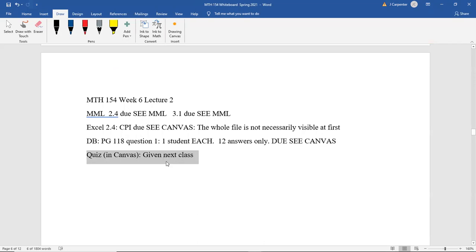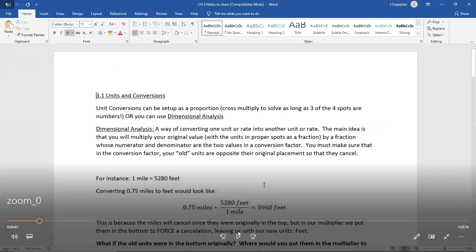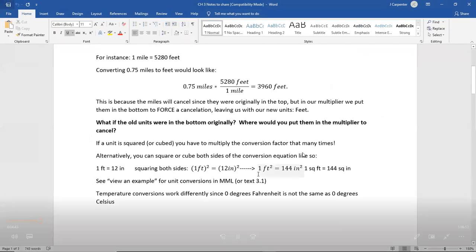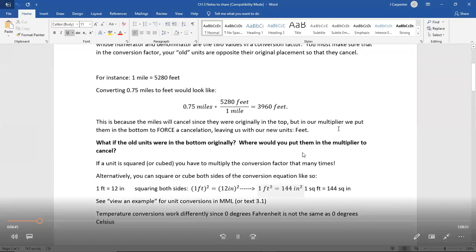With that being said, let's go ahead and continue our way into 3.1, these unit conversions using dimensional analysis or proportions, because both ways work most of the time. There are times when we can't do dimensional analysis for very specific scenarios, and I will detail at least one of those today by the end of class. All right, so here we go. Let's get back to where we left off.